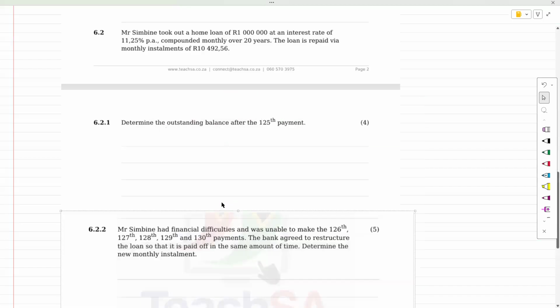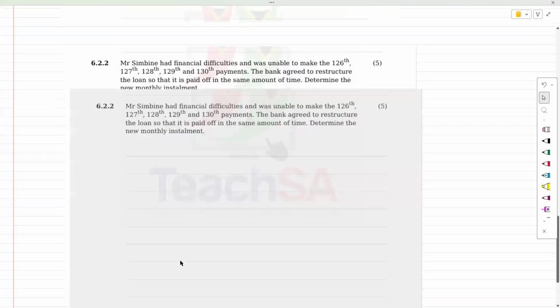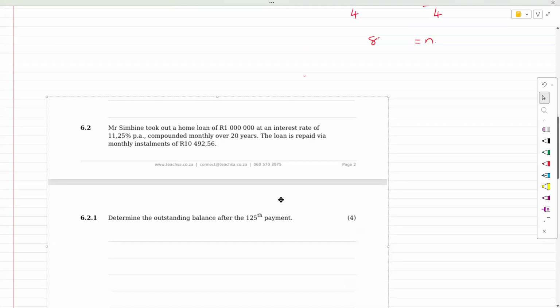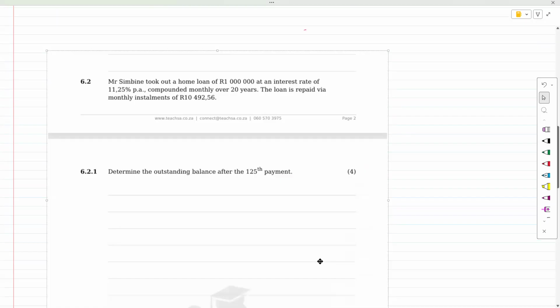If we move on to the next part, let's move this out the way. This person took out a home loan for 1 million at an interest rate of 11.25%. Okay. Compounded monthly over 20 years. The loan is repaid in monthly installments per year. Determine the outstanding balance after the 125th payment.